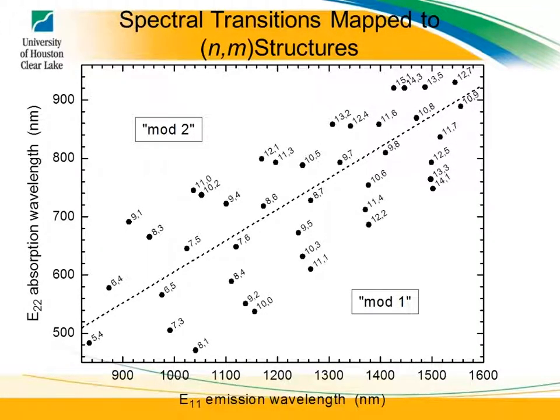Using the process that is used at Rice University to produce nanotubes, 7,6 is one of the most abundant species of nanotubes. 7,5 is probably the next most abundant.